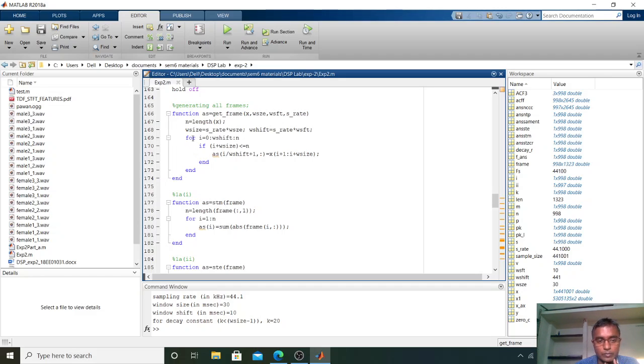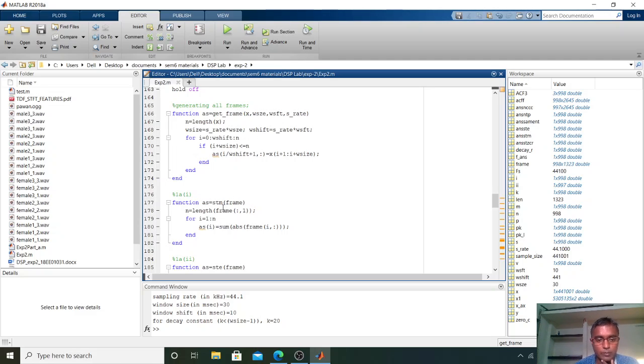Here I am using a loop. This loop is shifting by the window shift, which means it will be the start of the first window, then the start of the second window, the start of the third window. In this way it will go on, and inside it a condition checks if it reaches the last window, then it will stop. Here I am extracting the first window and storing it in the first element of the output, then extracting the second window and storing it, and I am returning this. So with this function all the frames will be returned.